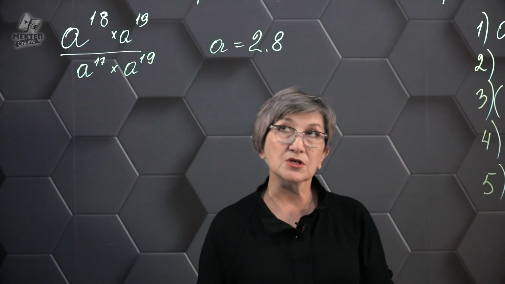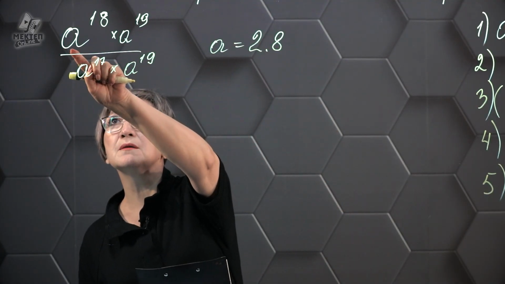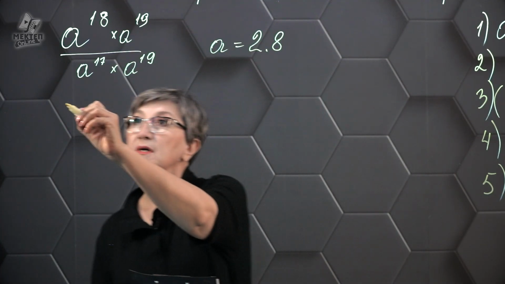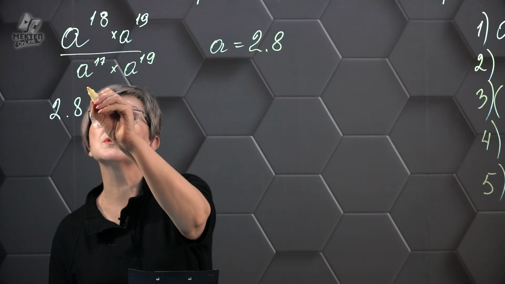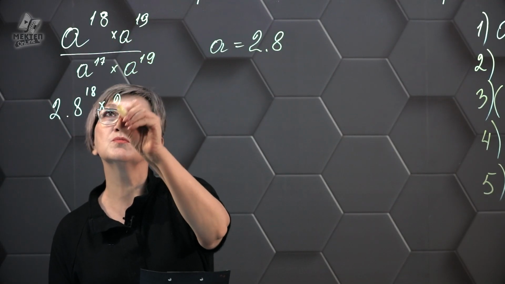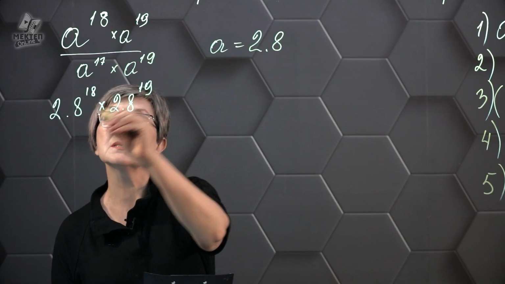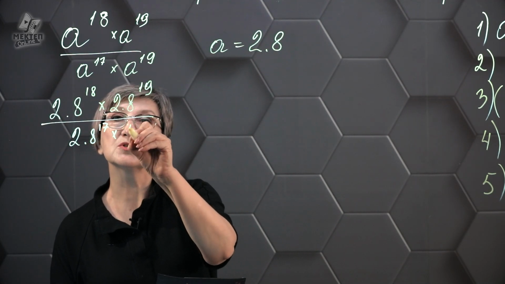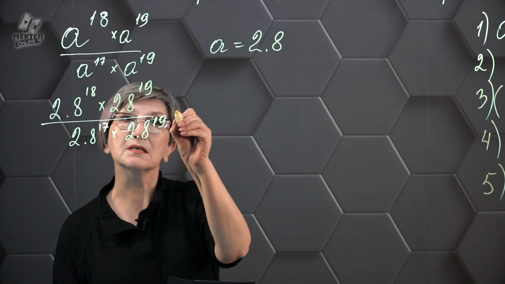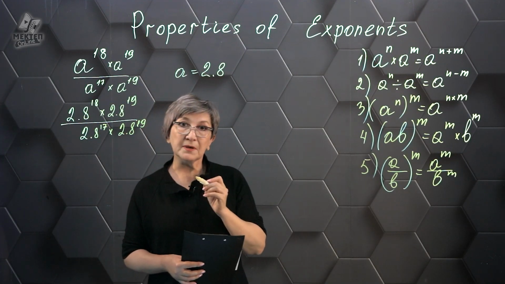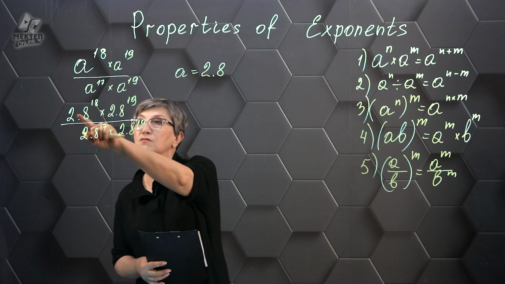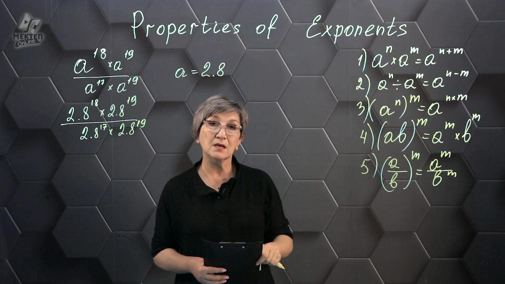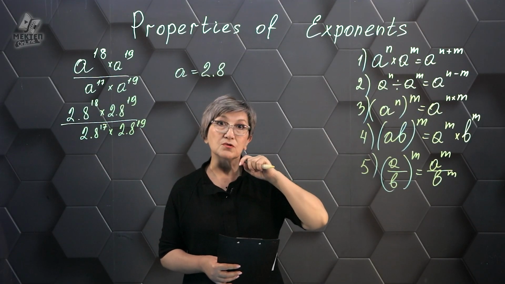In order to find the value of this expression, we need to substitute 2.8 for the variable A. If we substitute 2.8 instead of A, we get 2.8 to the 18th power multiplied by 2.8 to the 19th power, divided by 2.8 to the 17th power multiplied by 2.8 to the 19th power. In order to solve this example, we won't raise 2.8 to the degrees 18, 19, 17 and again 19. Rather, we will apply our properties.